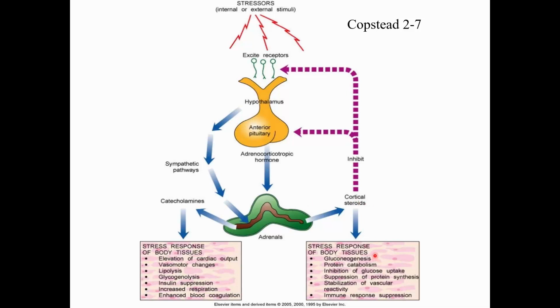Steroids are going to increase gluconeogenesis and protein catabolism. We're saving glucose for the brain. We don't want to make a bunch of stuff. We're trying to survive. We want to make sure our vascular system remains sensitive, and we're going to suppress the immune response until the stress is over.